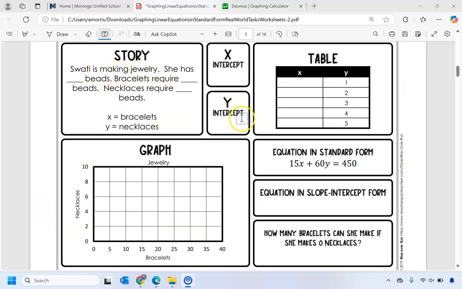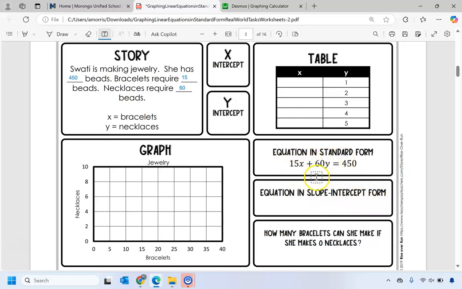Okay, so our friend is making jewelry. She has beads. Bracelets require this many beads, and necklaces require this many beads. And all we have here is the equation. So looking at this, I can see that in total she has 450 beads, and that for the bracelets that's going to be 15 beads, and necklaces require 60. That makes sense because necklaces have a bigger circumference than bracelets, so you're going to need more beads, all right? So that part makes sense.